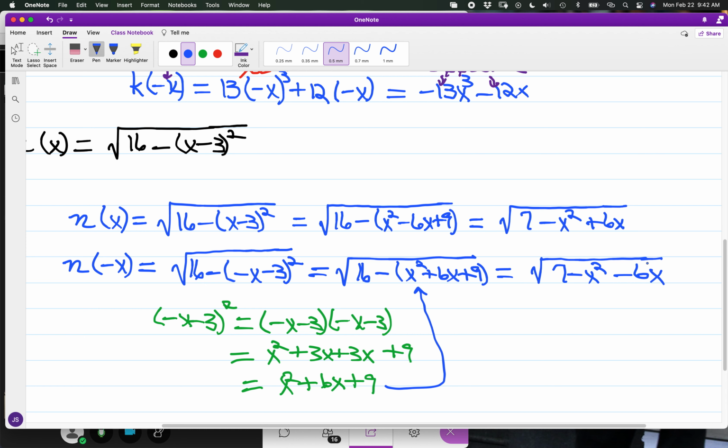Now both of these have positive square root terms. For 7 and 7, these are the same. And you got negative x squared and negative x squared. Those are the same. However, for 6x and negative 6x, those are opposite.